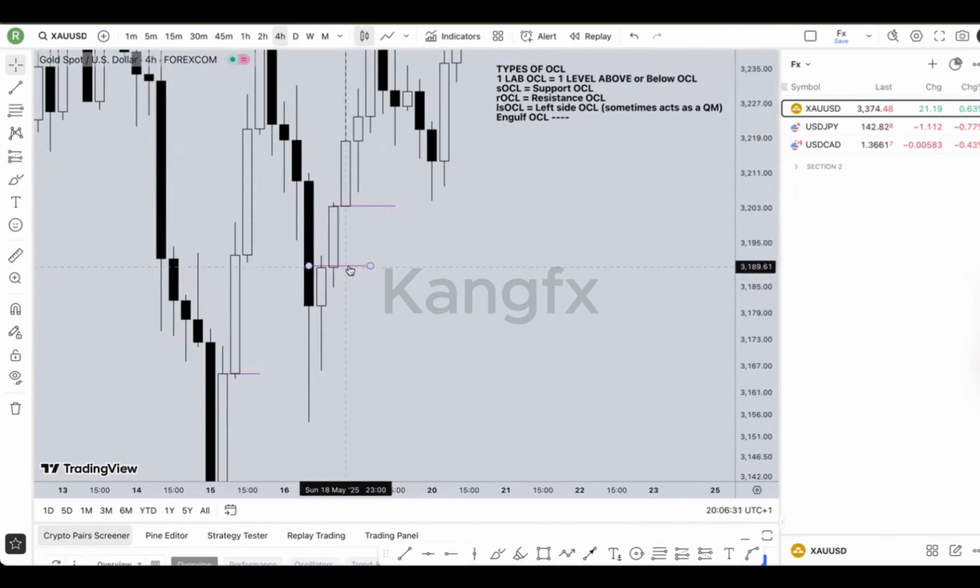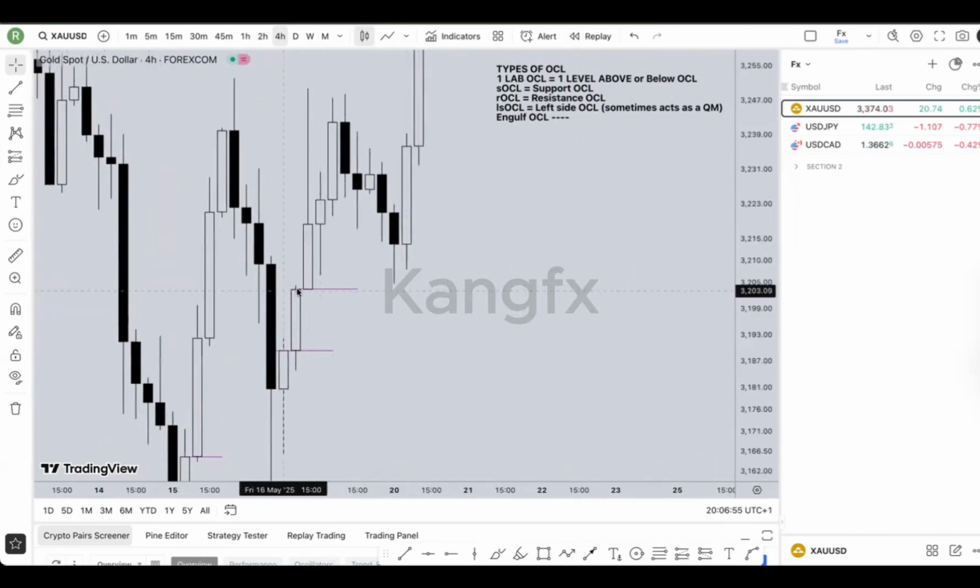So if I check this OCL that is here now, one step below this OCL, remember the name of the OCL is one lap OCL, which means one level above or below. So the key level below this OCL is what? If I come down, is a support. So here cannot be used as my one lap OCL. This is not one lap OCL. We can't use it as one lap OCL.